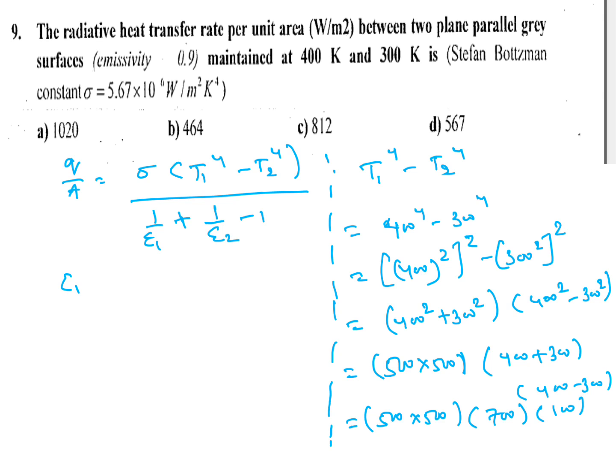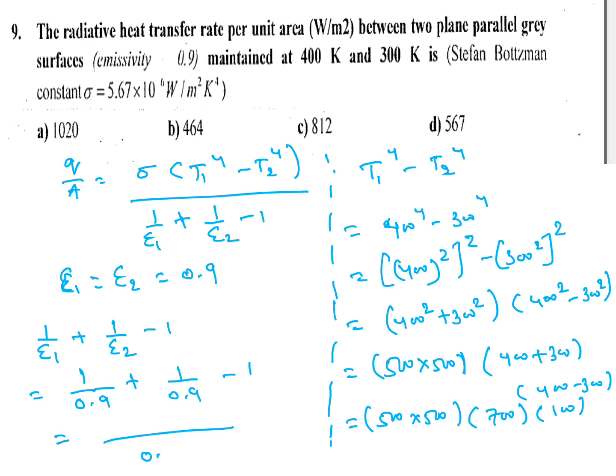Here emissivity 1 and 2 both are 0.9. So 1 by epsilon 1 plus 1 by epsilon 2 minus 1: 1 by 0.9 plus 1 by 0.9 minus 1, which is 2 minus 0.9 divided by 0.9. So it will come 1.1 by 0.9, so 11 by 9.